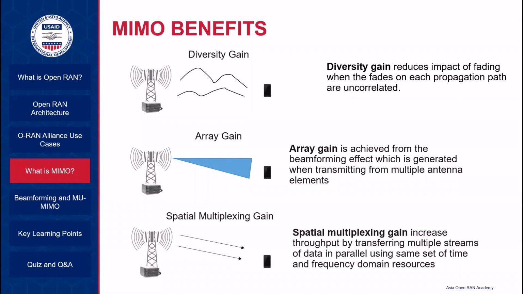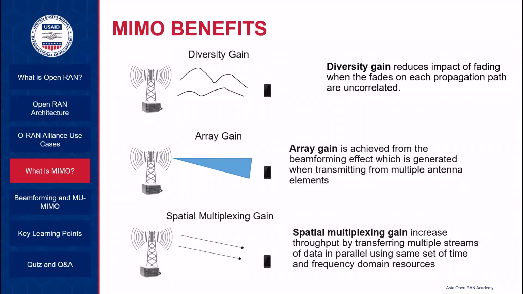So when our users are separated from each other in space, okay, it increases the throughput by transferring multiple streams of data in parallel using the same set of time and frequency domain. Kasi nga magkahiwalay sila, hindi sila mag-interfere. Okay, so yun yung spatial multiplexing gain.